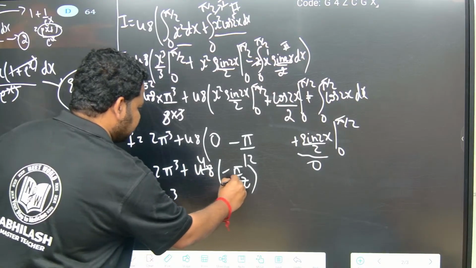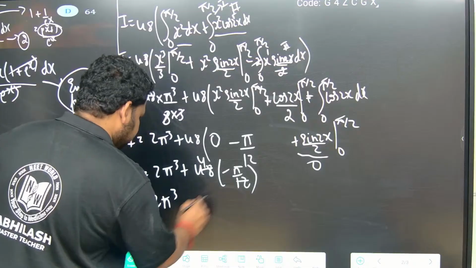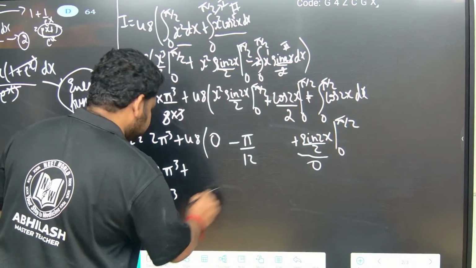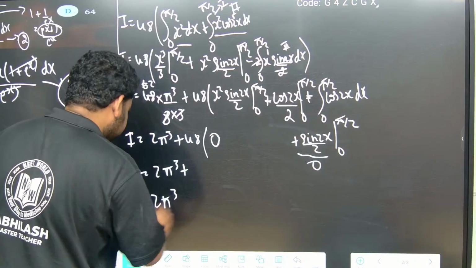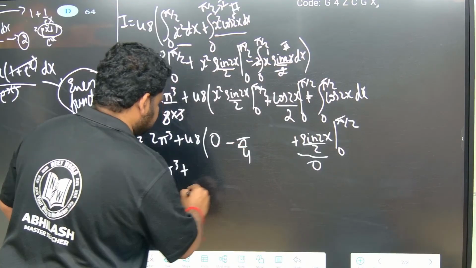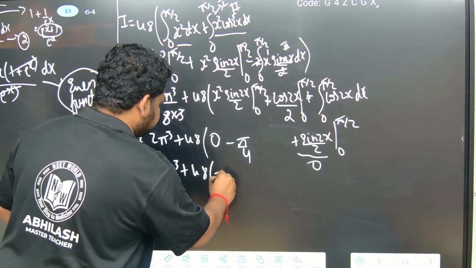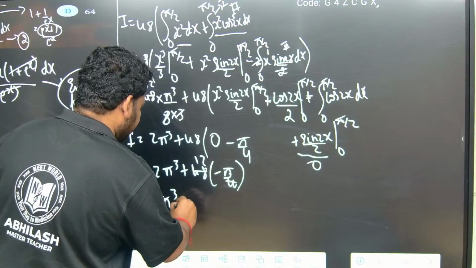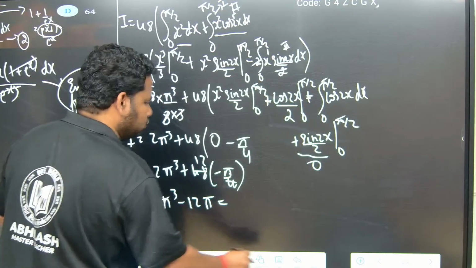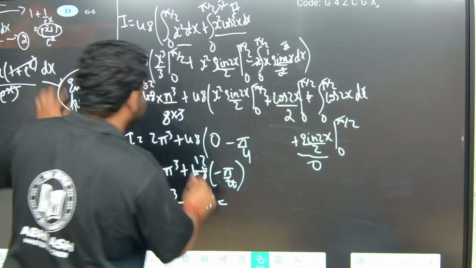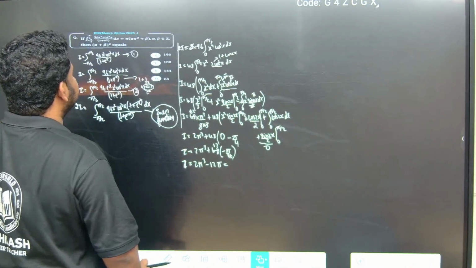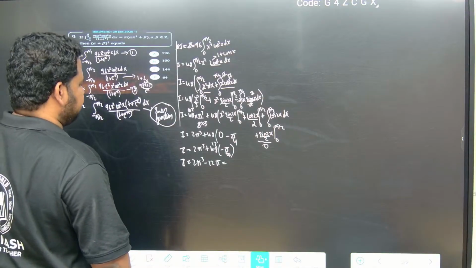Now I is equal to 2 pi cube, and actually this will be pi by 4, just a minute, this will be pi by 4. 48 into minus pi by 4, so 4 ones are 4, 4 12s are 48, so I will have minus 12 pi. They have not just given the integral, they have given it equal to something: pi times alpha pi square plus beta.